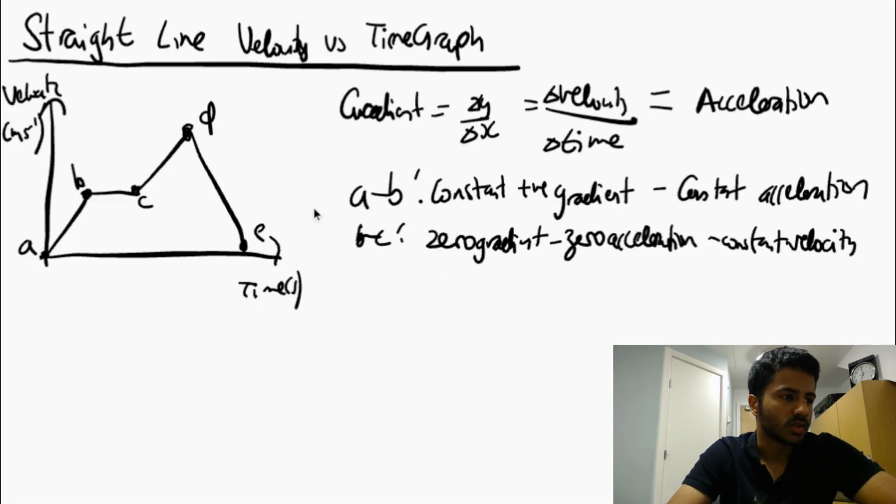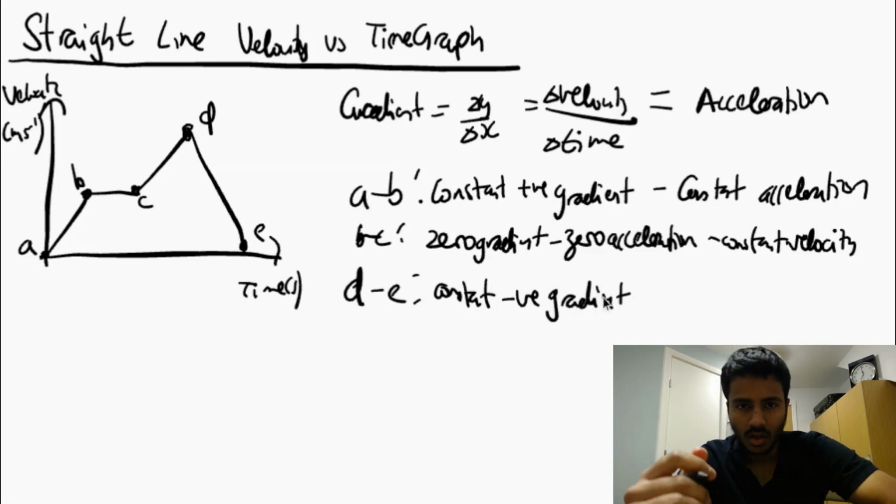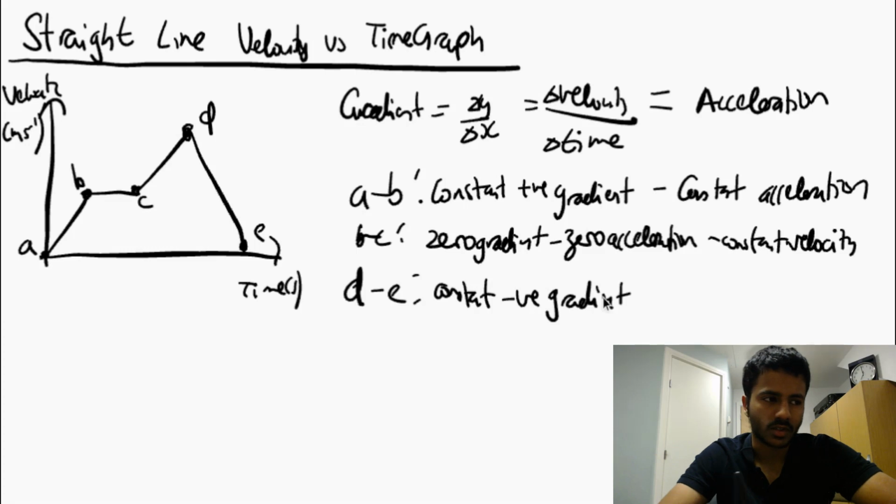C to D, you have constant acceleration again because of the constant positive gradient. And from points D to E, you have a constant negative gradient. And that means that you have constant deceleration, slowing down.